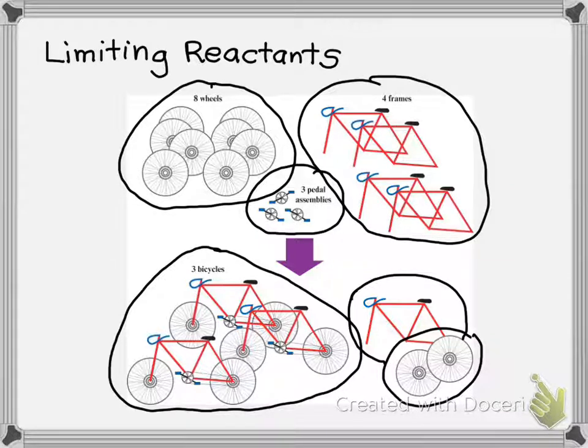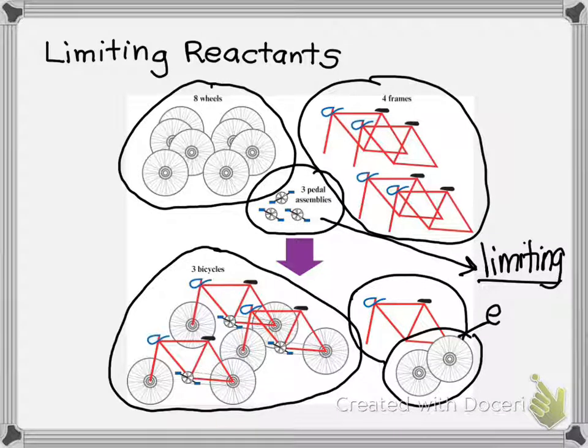If you look, we only have 3 pedal assemblies. So this was limiting to us, right? The bicycle making stopped because we only had 3 pedal assemblies. So you could only make 3 bicycles. Once you ran out of pedal assemblies, nothing else could happen and the rest was just left over. We call this being in excess. It was extra parts for our bicycles.